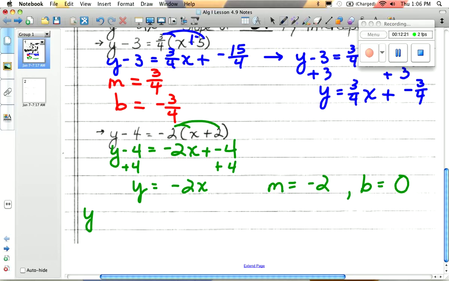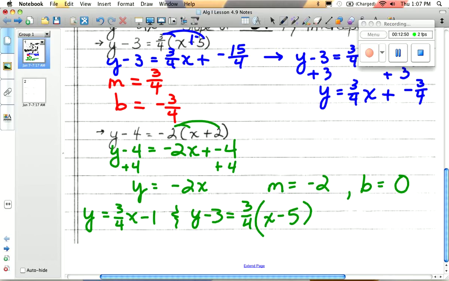So we'll say y equals, I don't want to have to keep scrolling that up and down. So we're going to say y equals 3/4 x minus 1, I found it, and y minus 3 equals 3/4 times x minus 5. That's how it started. Those two are parallel. We found out that they have same slope, different y-intercepts, so we can say they're parallel.